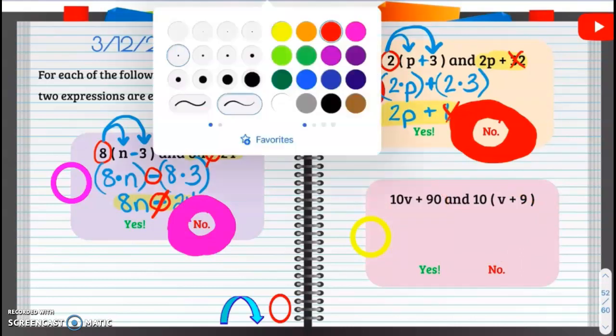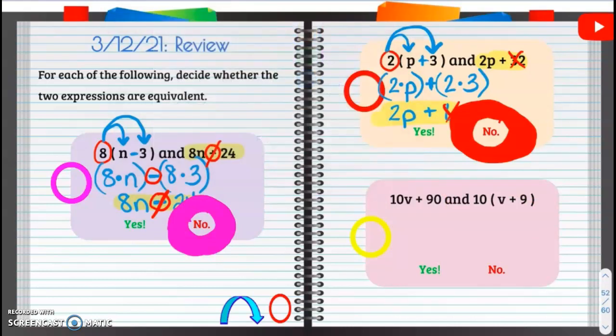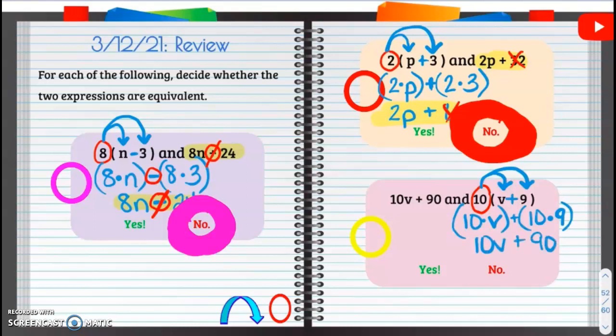Let's circle the number in front of our parentheses for this one, 10. And we're going to distribute it to that v. So that means 10 times v. Keep that plus, plus 10 times 9. All right, 10 times v is just 10v. Keep that plus. 10 times 9 is 90.